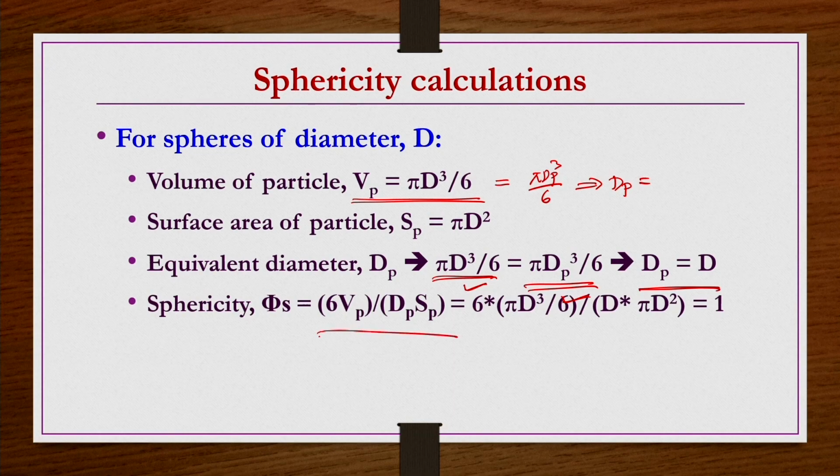Here, Vp is pi d cube by 6, dp is nothing but d, and sp is nothing but pi d square. When you substitute all these things, you are going to get 1. So, this is how we have to do it. This reference is done to cross-check whether we are doing it correctly or not.